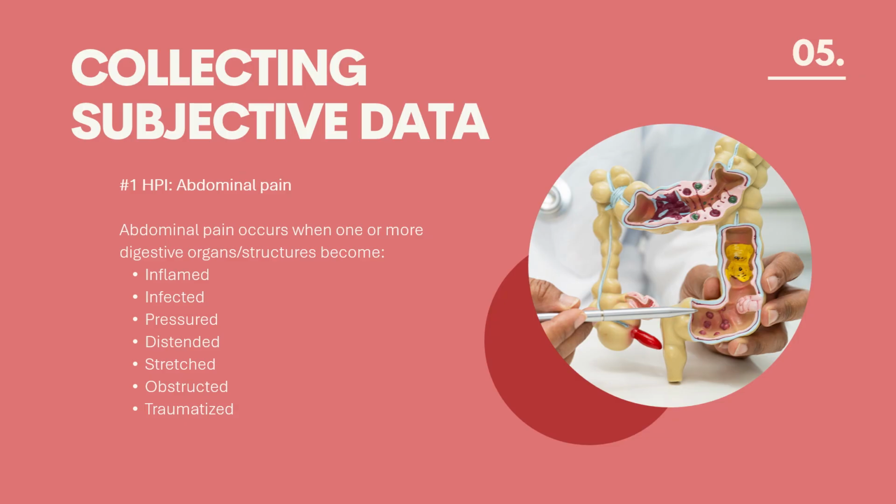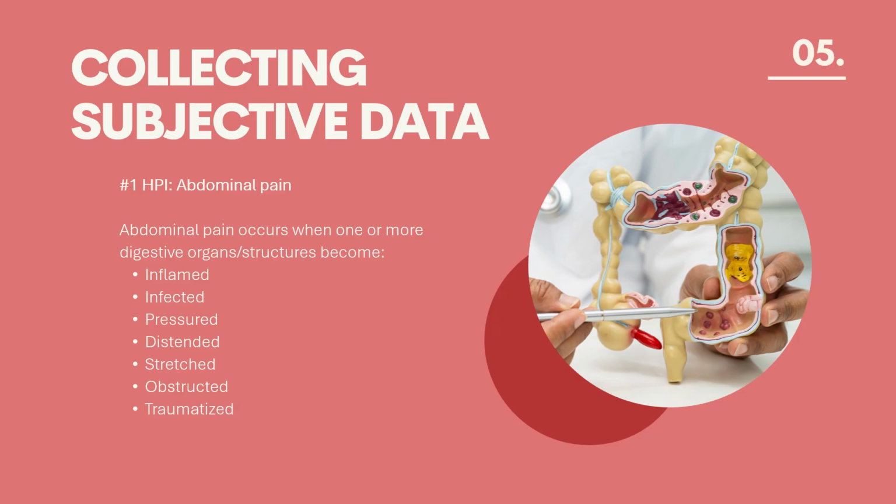Then you have distended. Distended is typically gas, fluid, or stool buildup stretching these organs. It's typically going to feel pretty crampy and maybe like a colicky pain. Examples of a distension pain could be from bowel obstruction, constipation, or bloating.